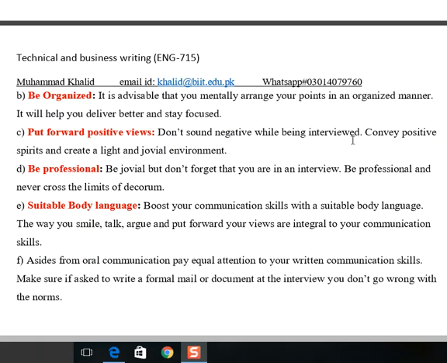During interviews, normally they ask very shaky questions. They sometimes use psychological tricks to check your internal control. So convey positive spirits and create a light and jovial environment. Remain optimistic, be light, make use of your natural humor.